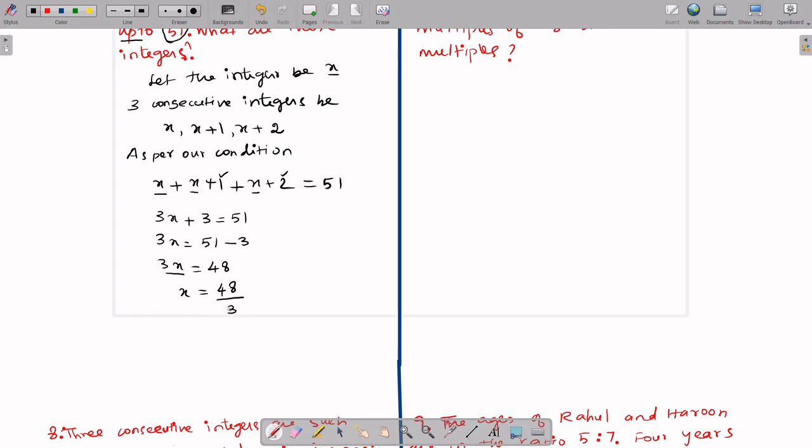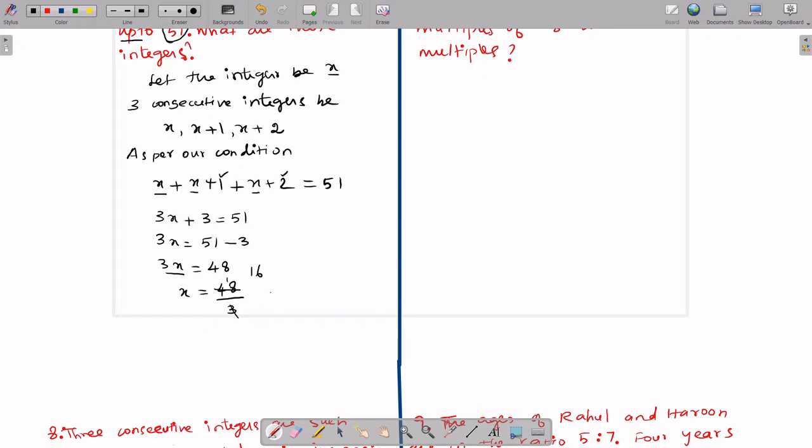How many times does 3 go into 48? 4 goes into 3 only 1 time, and the remaining is 1. Bringing down 8, we get 18. 6 times 3 is 18. Okay, the answer is 16.